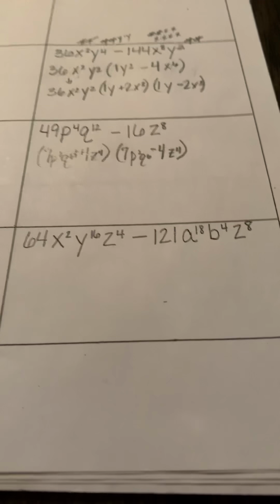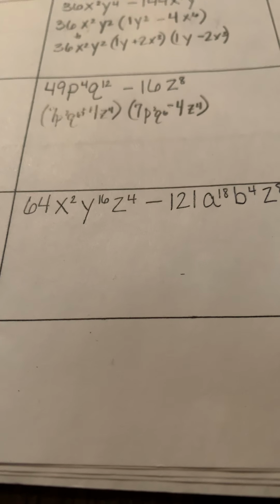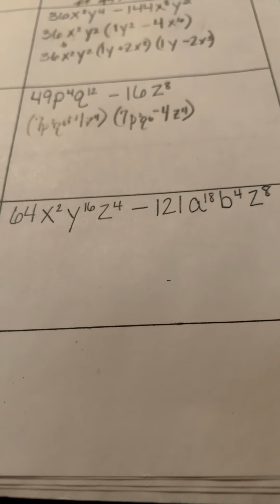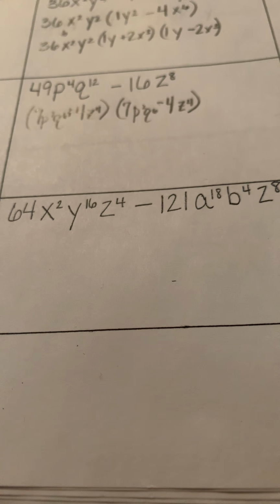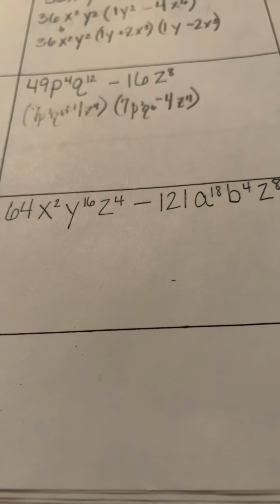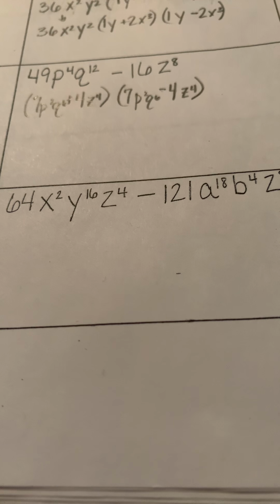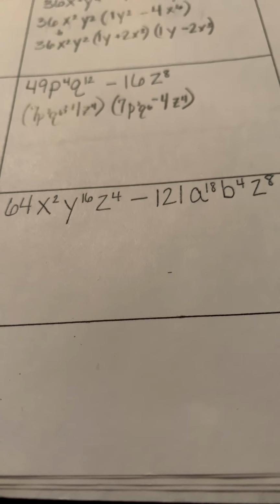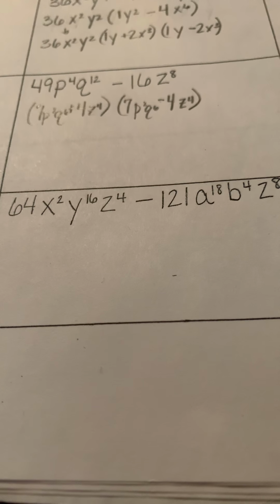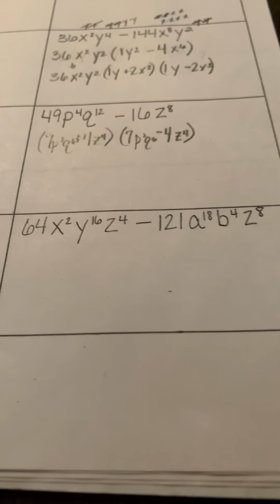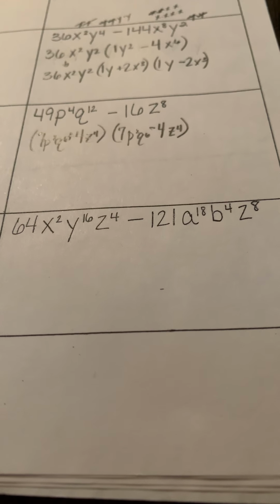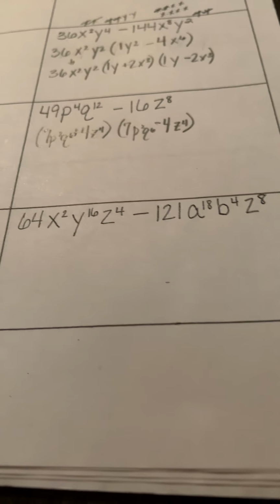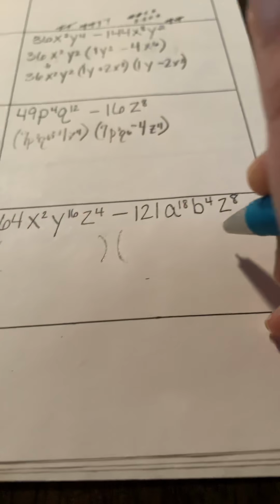Let's do this last one here. What can come out of a 64 and a 121, if anything? Well, we know that 64 is a perfect square and 121 is a perfect square. So let's not take anything out. And we may find here later on that we could have taken something out. So let's set up our two sets of parentheses here.